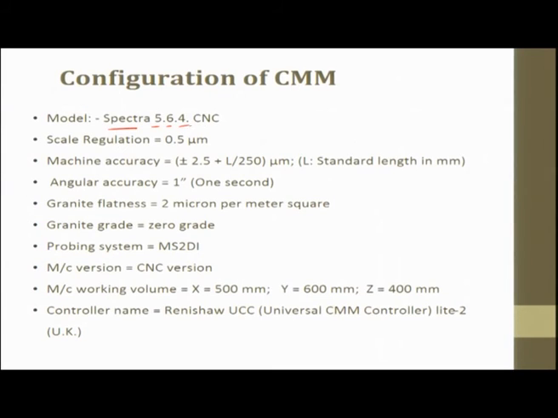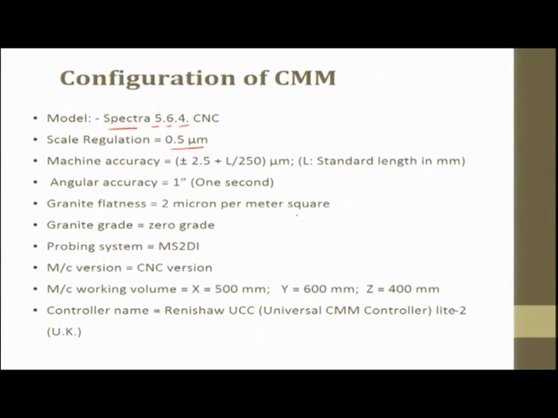The CMM machine that we have here, the configuration of that is Spectra 564. What is 564? 500, 600 and 400 is the work area or the workspace that is available in the 3 axes, 500 mm, 600 mm and 400 mm. Scale resolution is 0.5 micrometer. Machine accuracy is plus minus 2.5 plus L by 250 micrometer, where L is the standard length in mm. Angular accuracy is 1 second of the angle. Granite flatness: granite is the work table that we have, it is 0 grade granite, so 2 micron per meter square is the flatness.